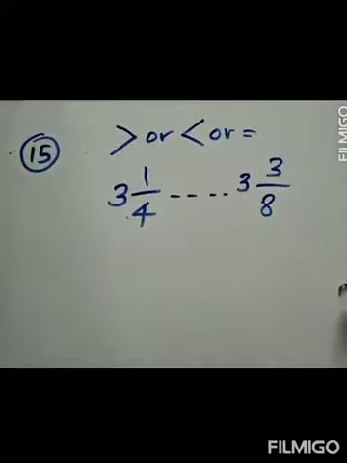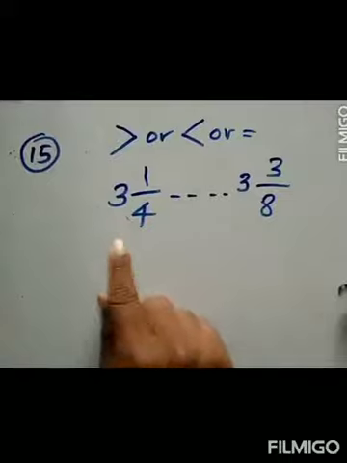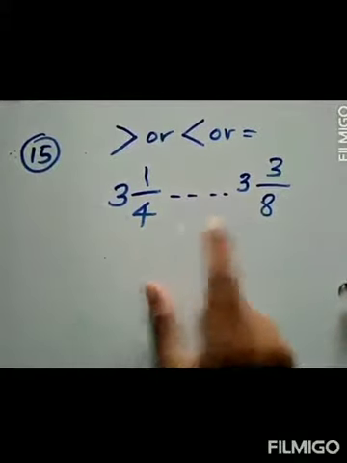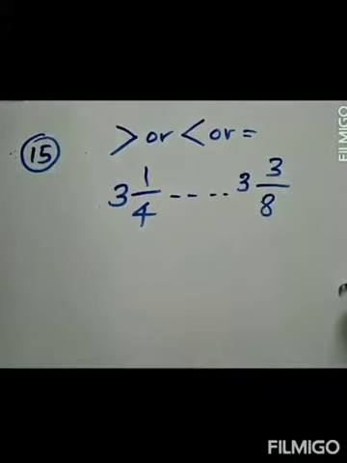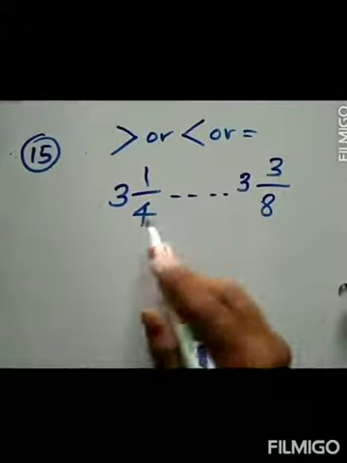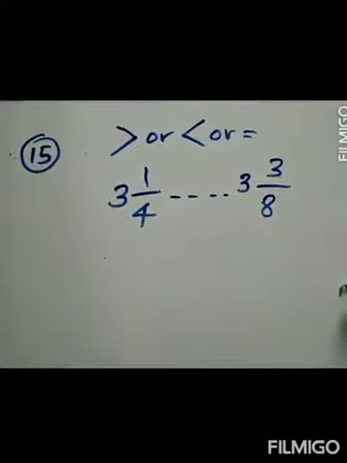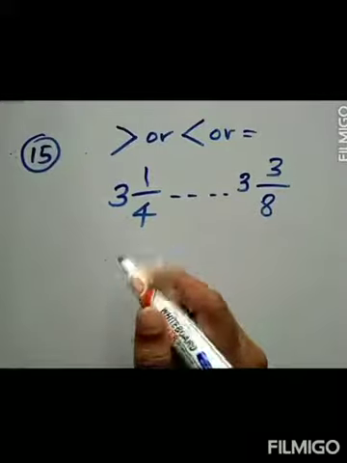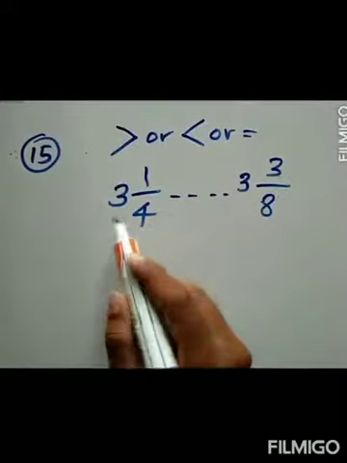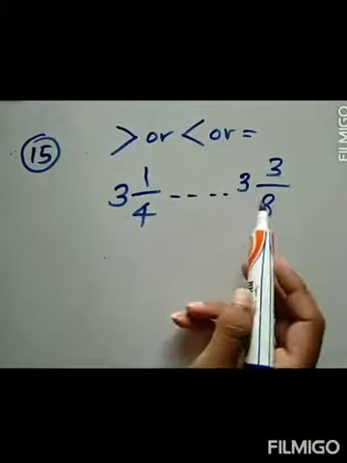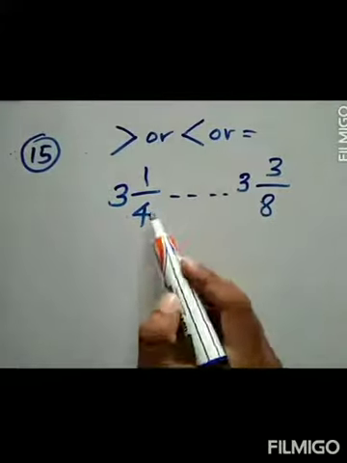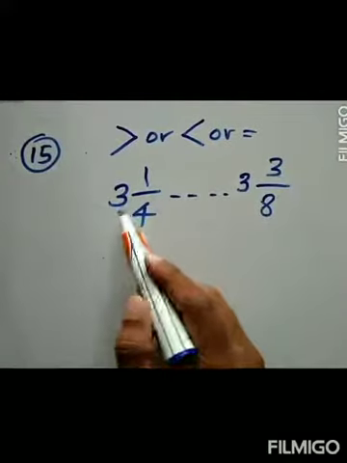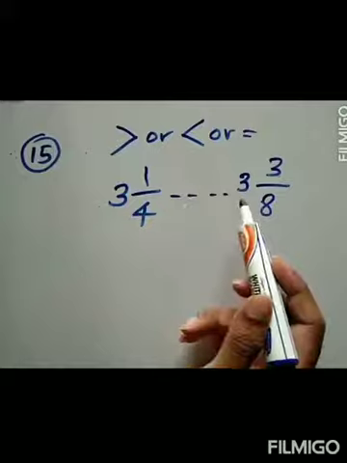15th question, they say that fill in the blanks using the symbols given here. Then there are 2 mixed numbers, 3 1 over 4, then 3 3 over 8. If you consider these 2, the 15th question says that fill in the blanks using the symbols. In these symbols you have to fill with the appropriate symbol comparing these 2 fractions. If you consider these 2 are mixed numbers, in here 3 1 over 4 and 3 3 over 8, you have to consider only the fraction parts because the numbers in front of the fractional part, that means the whole number part, are equal.